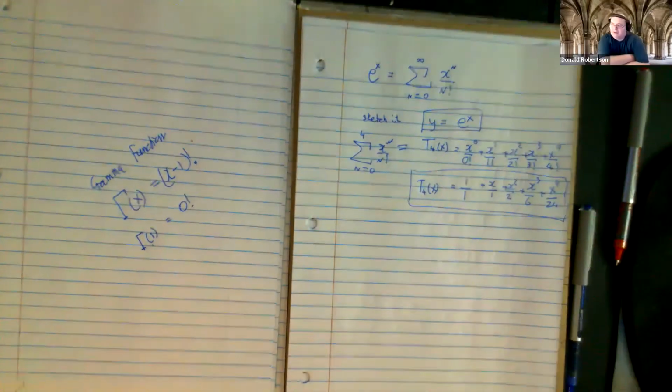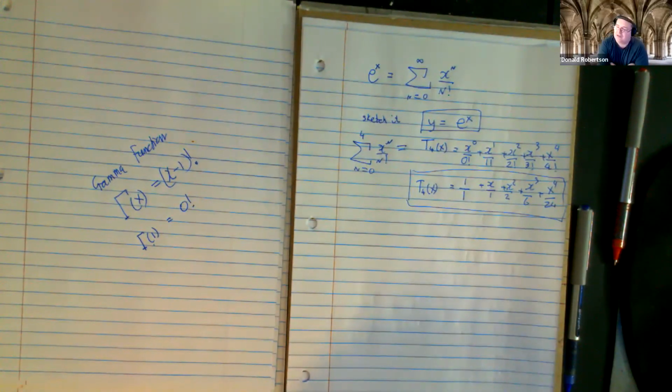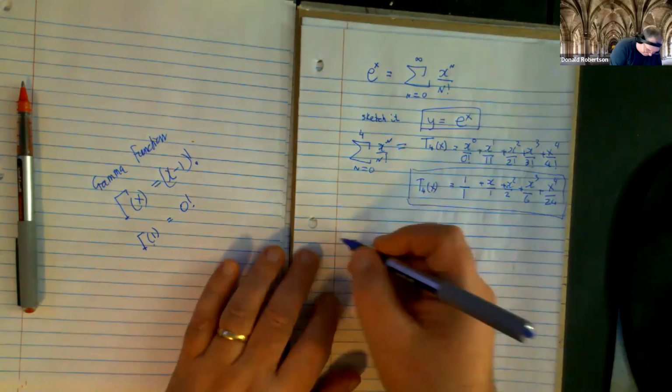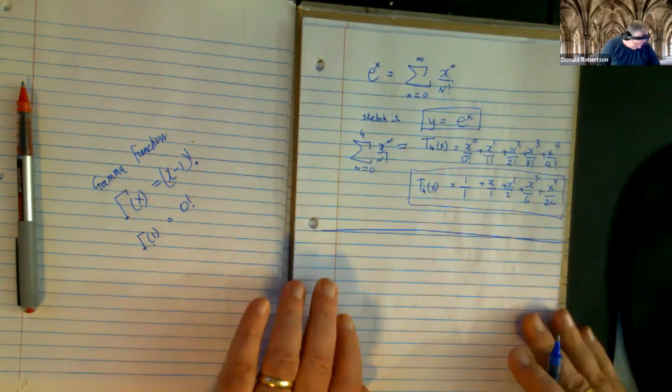Are the doubting Thomases amongst you feeling more inclined now to realize that e to the x can be written as a power series? A little bit more. Right. I'm going to prove it a different way. This is my final proof, my second proof.